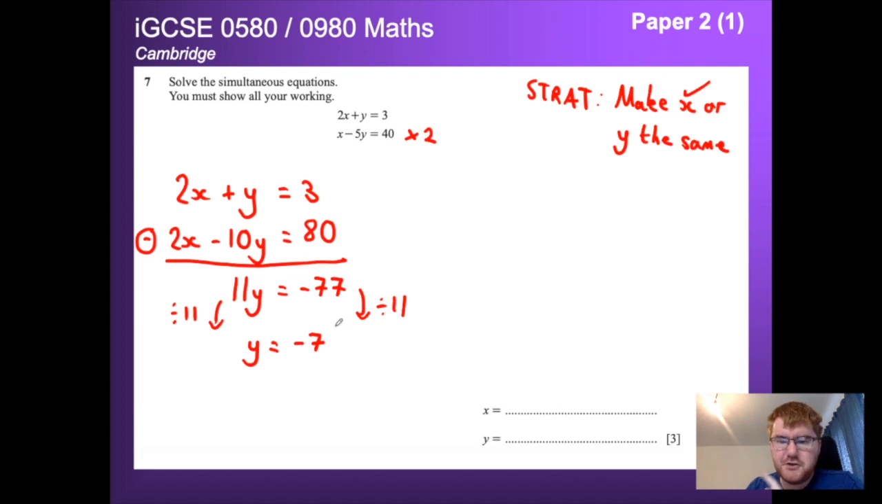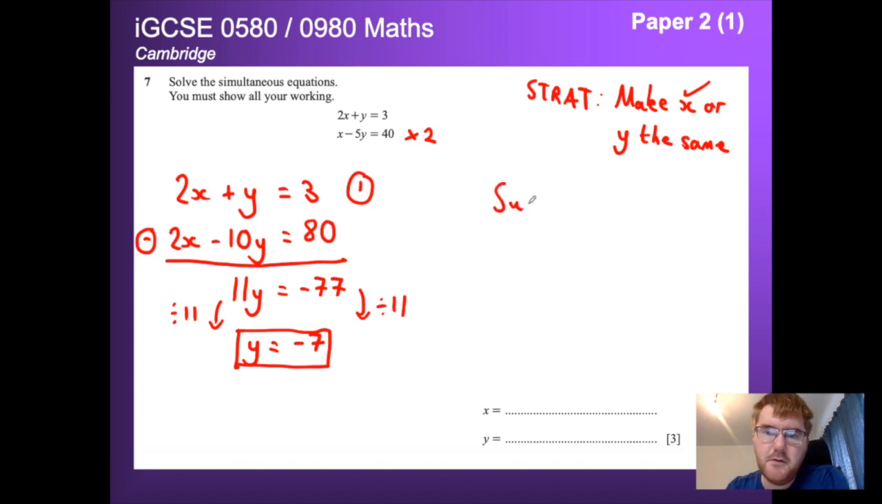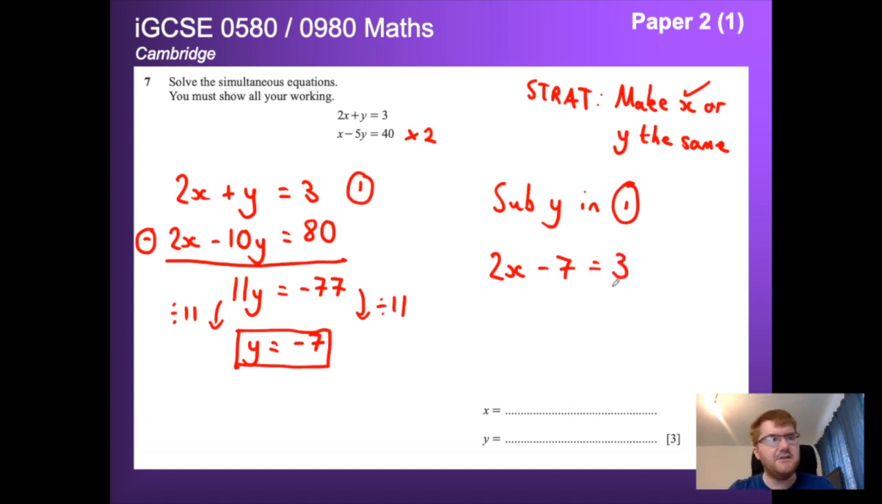Okay. Now we've got minus 7 here. So we haven't finished the question yet. We've only got one of the answers. So we need to work out what x is. So I'm going to substitute the y back in that very first equation there. So I'm going to substitute, change, y into equation 1. Now what do I mean by that? Well, I'm going to copy out this equation, and wherever I see a y, I'm going to put a minus 7. So 2x stays the same, plus y, I'm going to change that to a minus 7, and that's equal to 3.